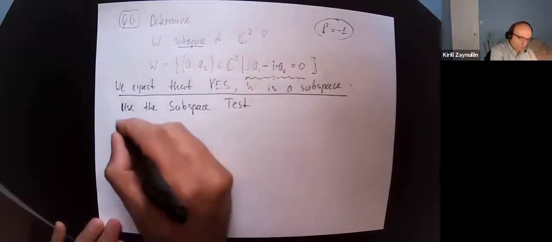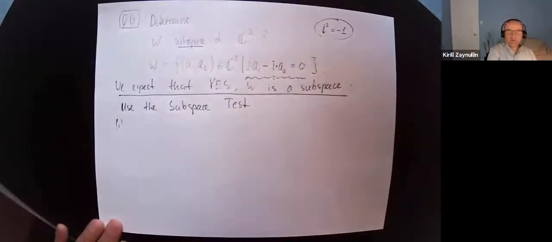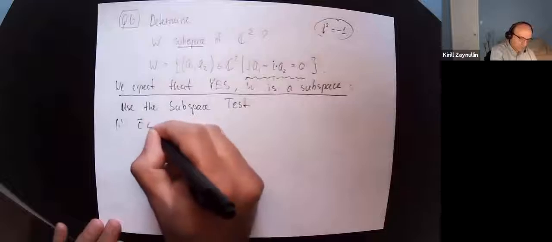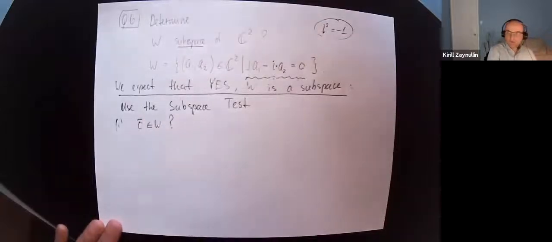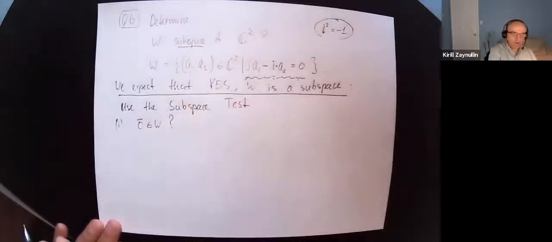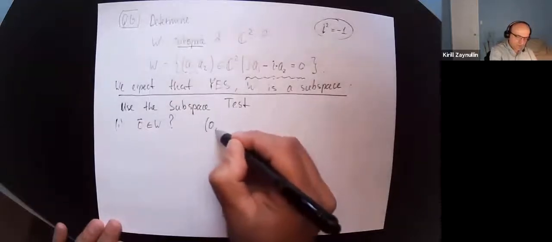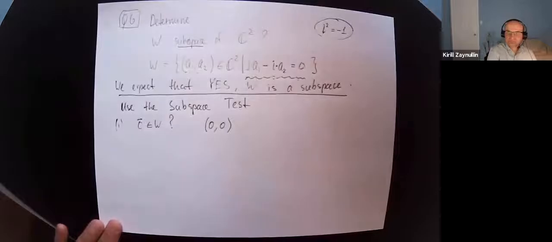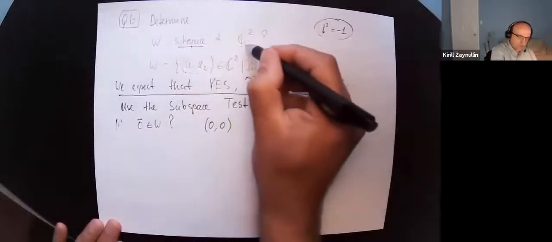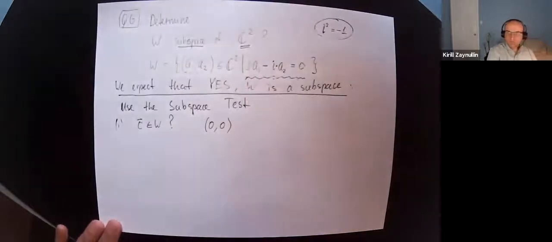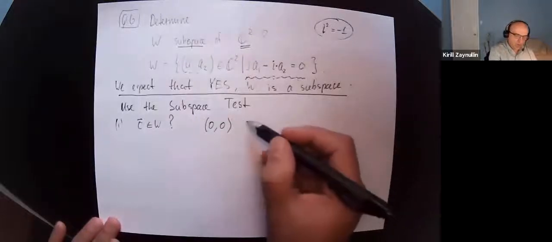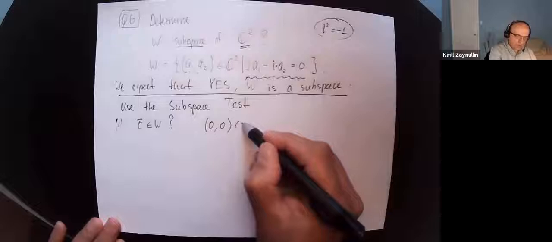The first one would be, of course, to check whether the zero vector is inside your subset, right? So the first one is this one. Let's see what's happening in our case. What's a zero vector? Well, a zero vector in this case is just 0, 0, right? Because it's a standard vector space C2. And so one may wonder whether this 0 belongs to W.